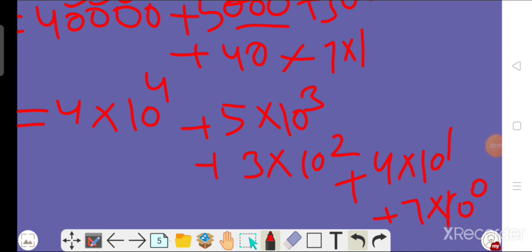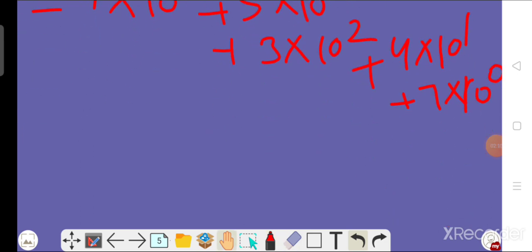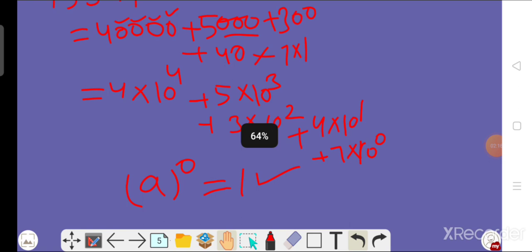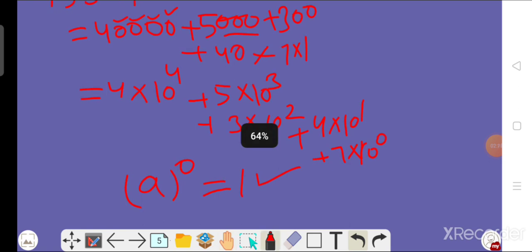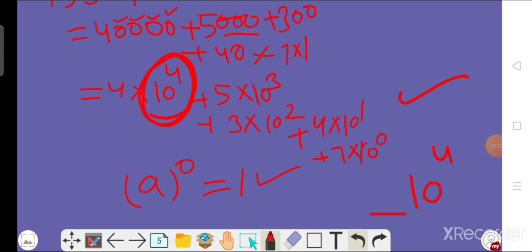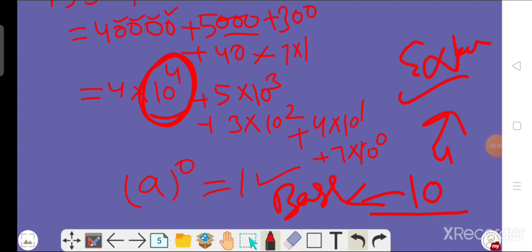And if we have any number beta whose exponent is 0, then this number is always equal to 1, and this is the representation of a given number into the exponential form. Okay, and these are the exponential terms, and in this term 10 is the base and 4 is the exponent.